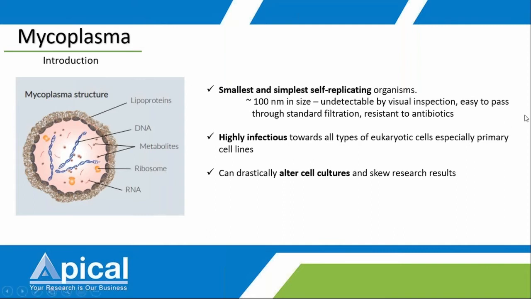Mycoplasma is the smallest and simplest self-replicating organism. They are relatively small with no rigid cell walls, which is why they are more difficult to detect through visual inspection. Not only that, they are usually able to pass through standard filters, and they are resistant to a large number of antibiotics. Mycoplasma are also highly infectious towards all types of eukaryotic cells, including primary cells.